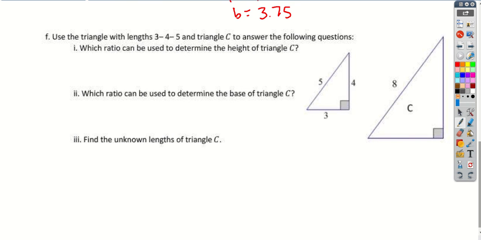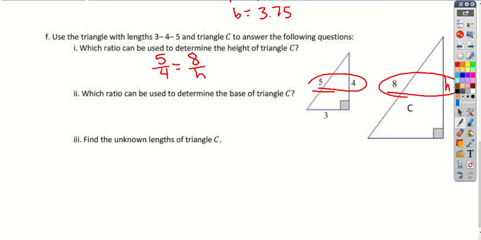All right. For part F, same thing with choice C here. We want to find the height, we'll call this H, of triangle C. Which ratio can we use? Once again, we're using these two corresponding sides. So we can compare 5 to 4 and use that to compare 8 over H. I can also compare from the left triangle to the right. So 5 over 8 equals 4 over H. You can see I'm always cross multiplying and getting the same amount.